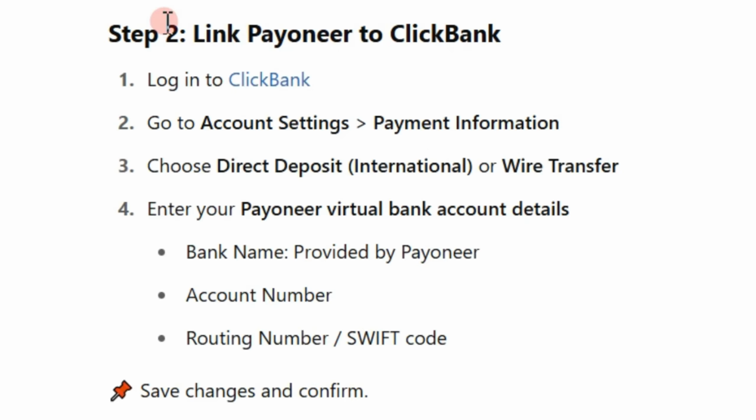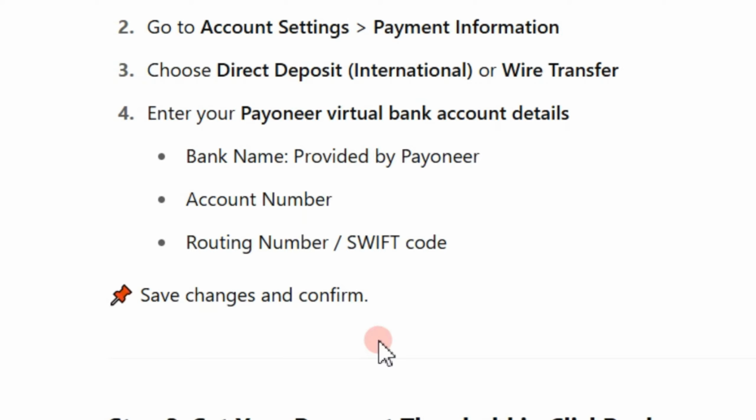So step 2, you need to link Payoneer to Clickbank. You need to log into your Clickbank. Here is the step. Go to account settings, payment information, choose direct deposit, international or wire transfer. Enter your Payoneer virtual bank account details such as the bank name, account number, routing number or SWIFT code, and then save changes to confirm. And that is for step 2. So you have to link your Payoneer to your Clickbank.